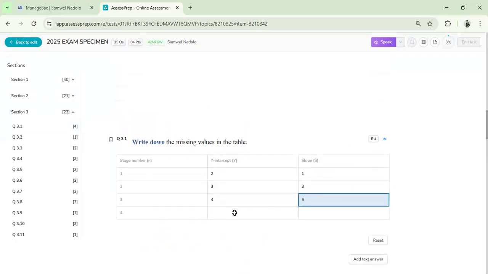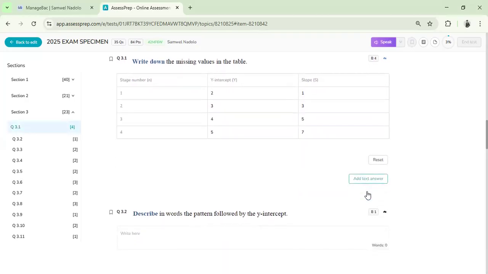From what you have here, you can see the patterns. For example, for the y-intercept, it is 2, 3, 4. So the next number is 5. And then for the slope, it's 1, 3, 5. So we are adding 2 each time. 1 plus 2 is 3, 3 plus 2 is 5, 5 plus 2 is 7. So completing the table, for writing the missing values, you score B4.